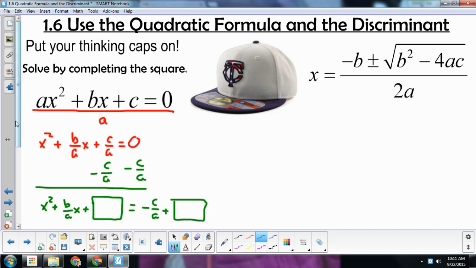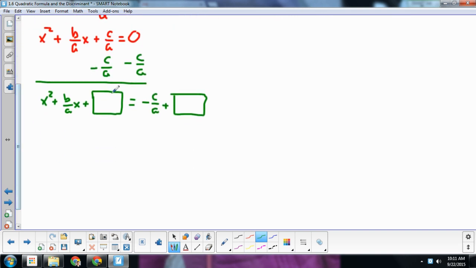Now, the tricky part is, with what do we fill in the box? Well, our trick was always to take the middle term, whatever it was, and cut it in half. So b divided by a cut in half. Well, cutting something in half is the same thing as multiplying it by 1/2. So I'm going to show you what that looks like. If I multiply this by 1/2, I end up with b over 2a.